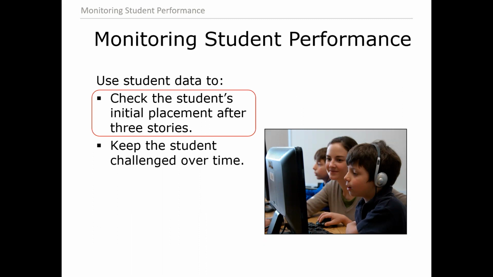It happens ideally after 3 stories in Read Naturally Live. Keeping students challenged over time, that's what we will cover in an upcoming webinar, and that is typically done once students have passed more than 6 stories. So today, checking initial placement. Ideally, you will do this when your students have passed somewhere between 3 and 6 stories.